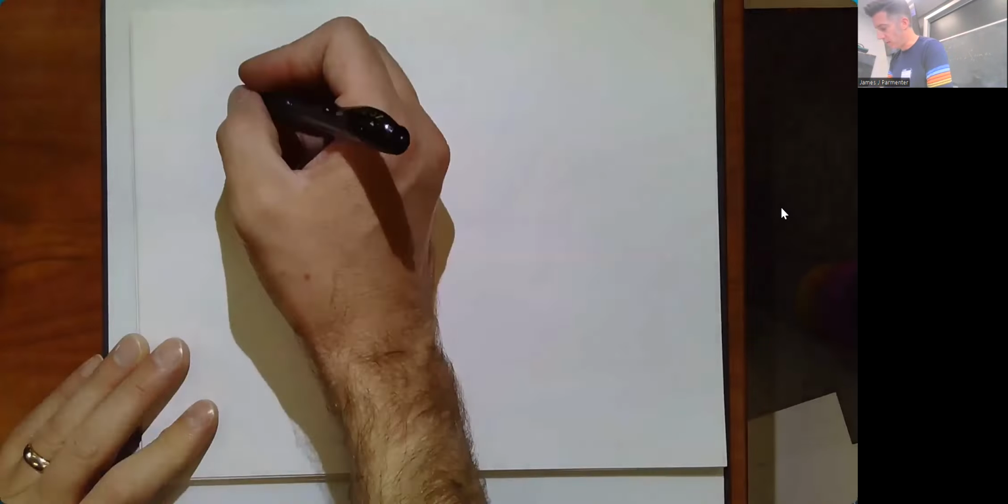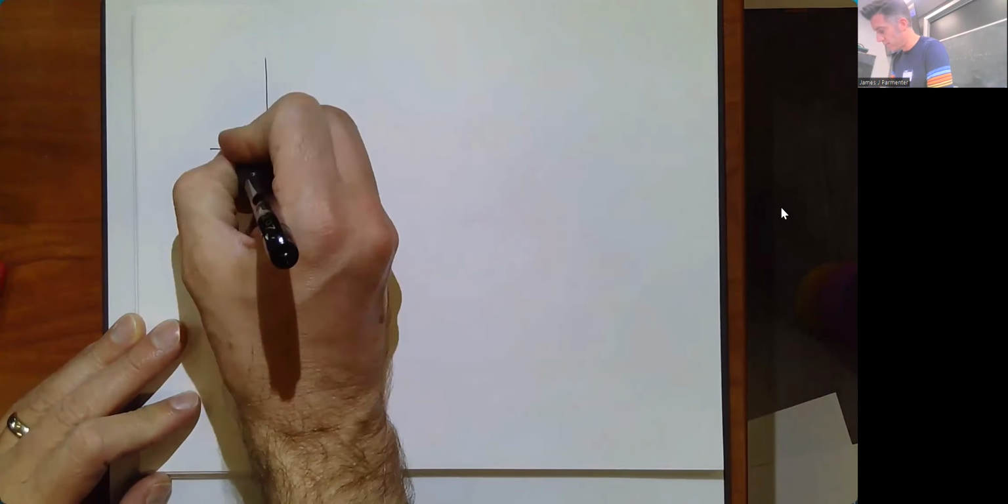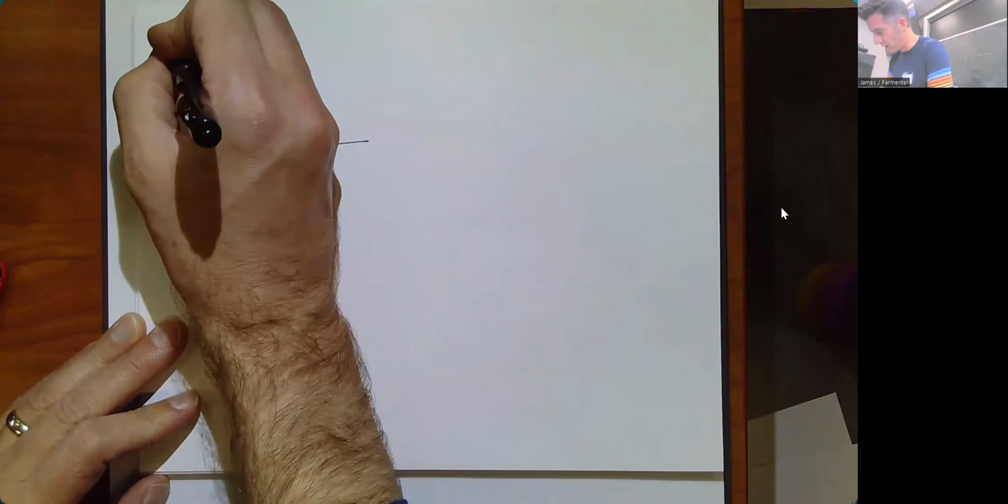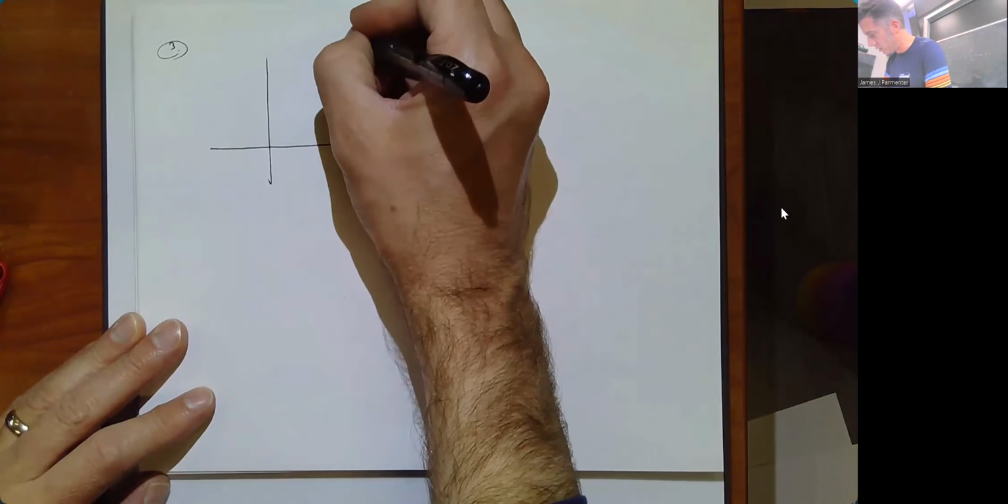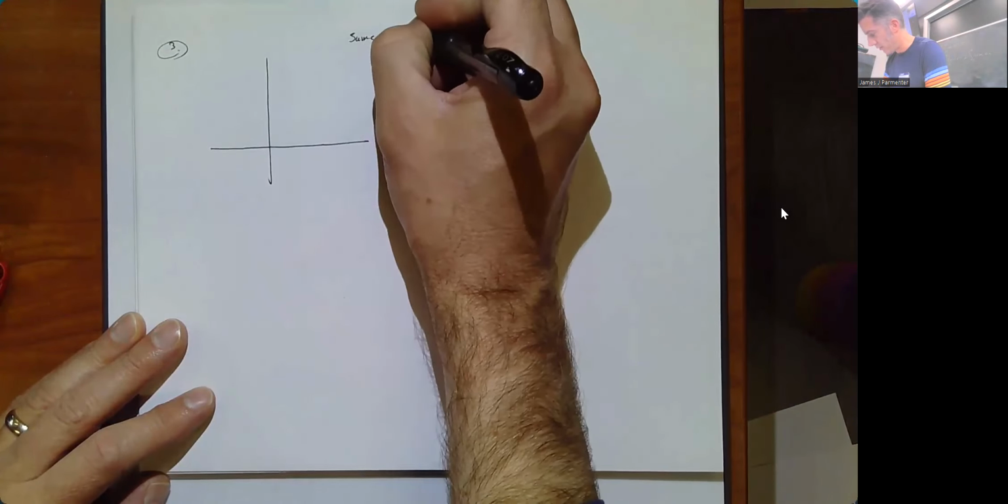Let's actually use the same shape to do that. So now we're going to take the same region. I can number things. So let's just say same region. Now we're revolving around the x-axis.